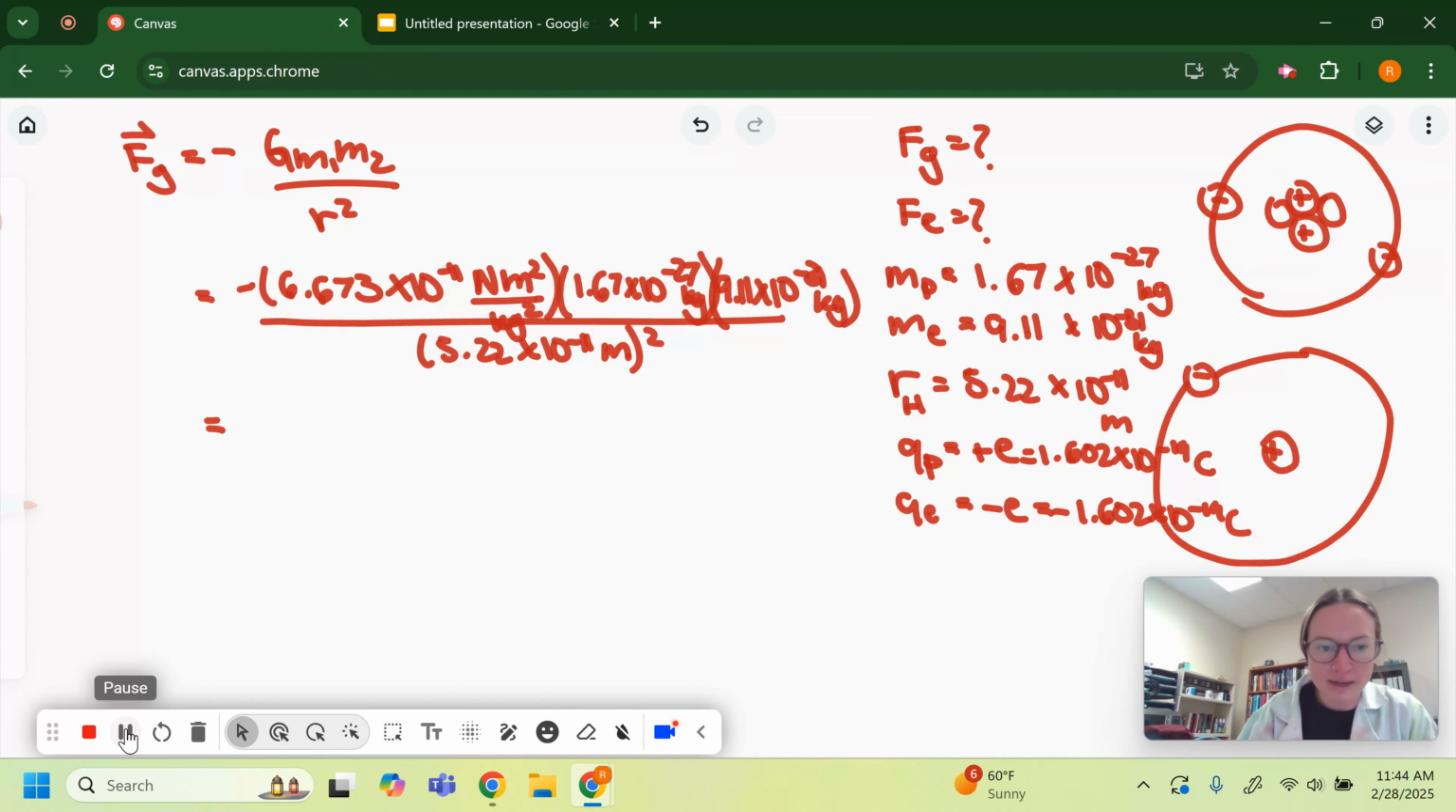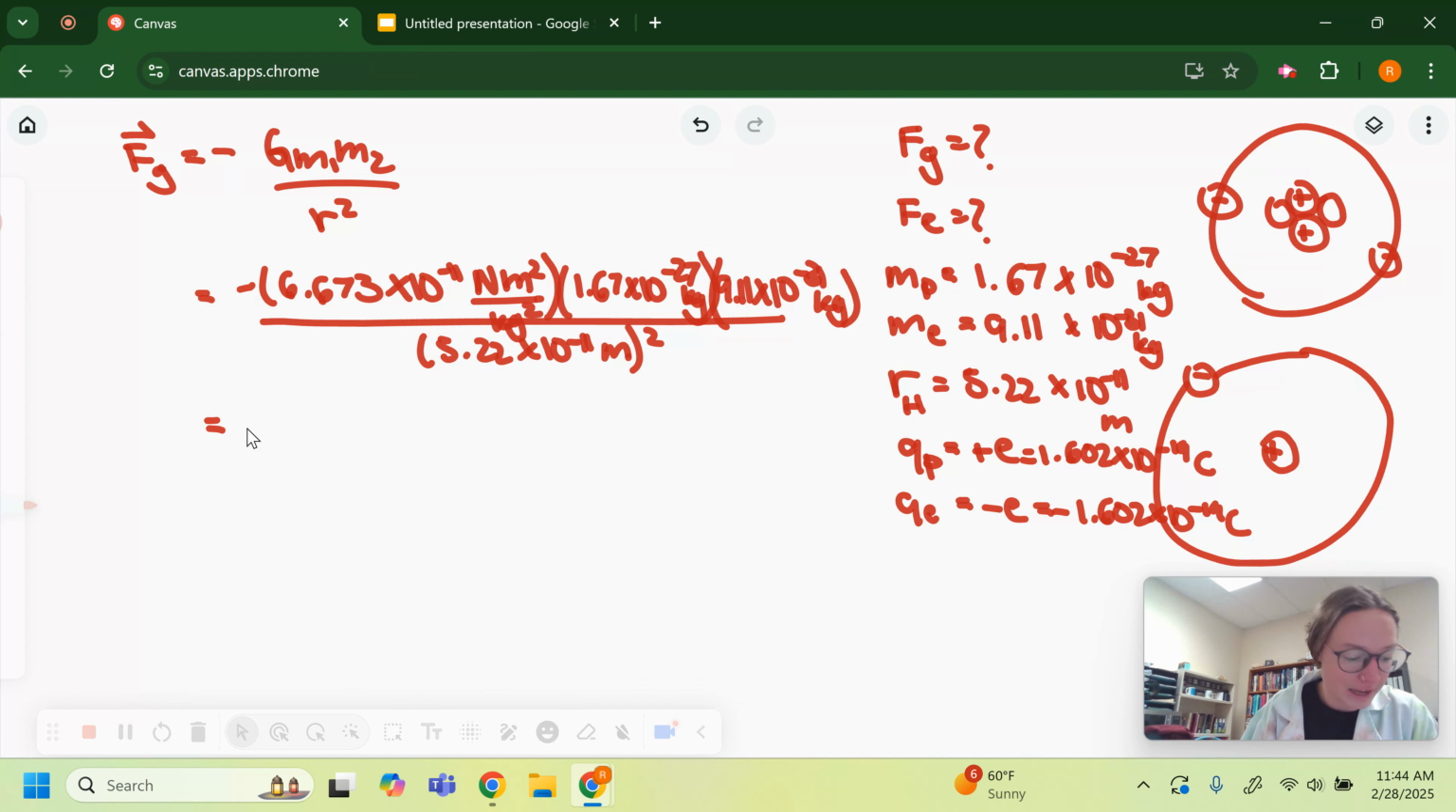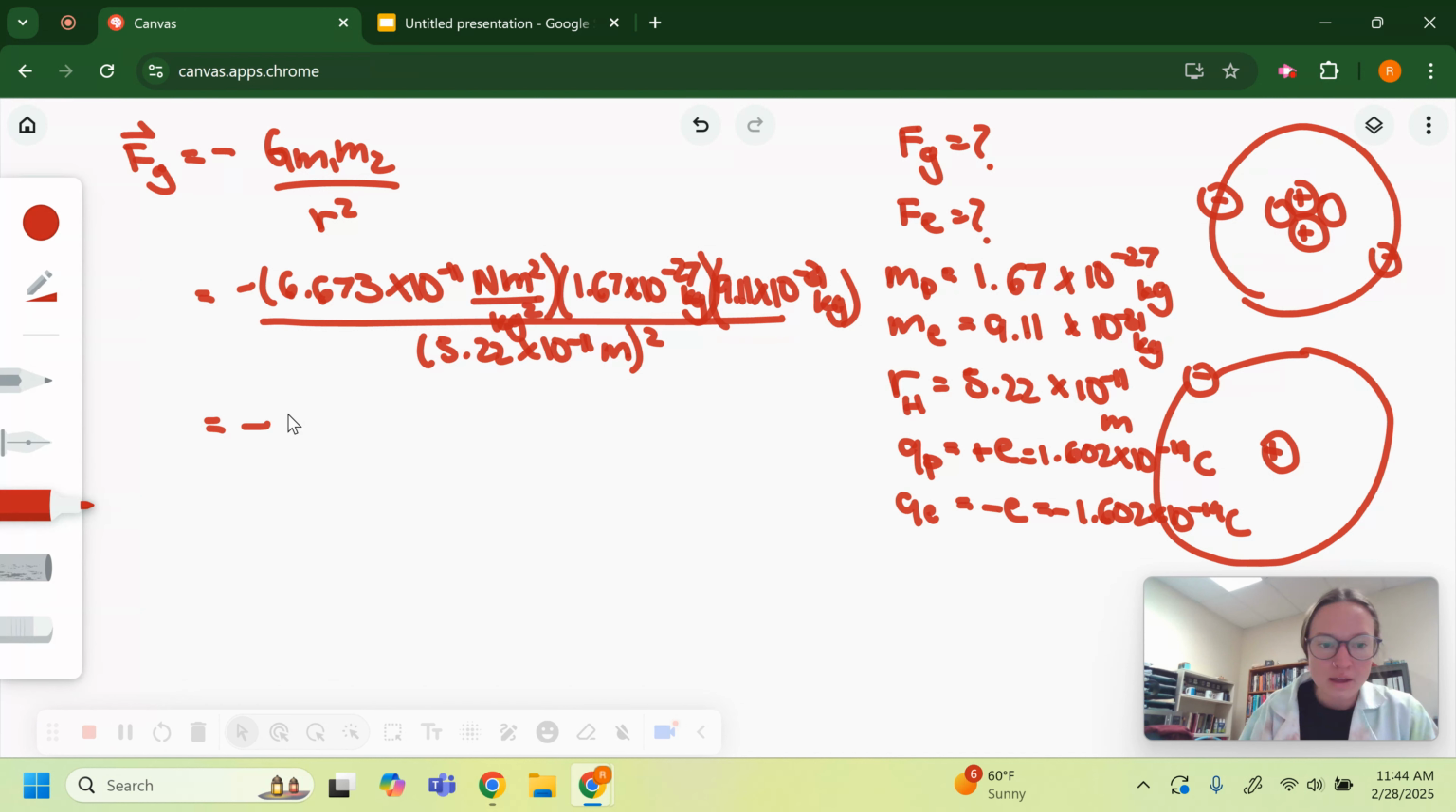When I type this into my calculator, do not forget the negative sign here. I get negative 3.73 times 10 to the negative 47th.